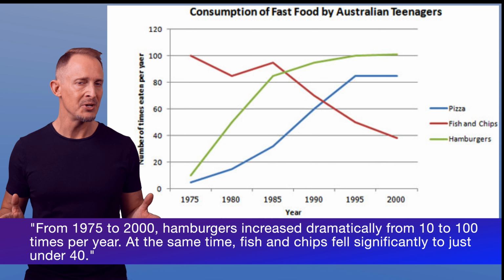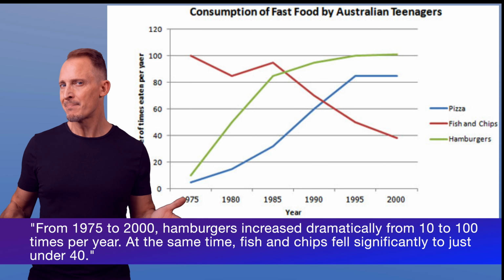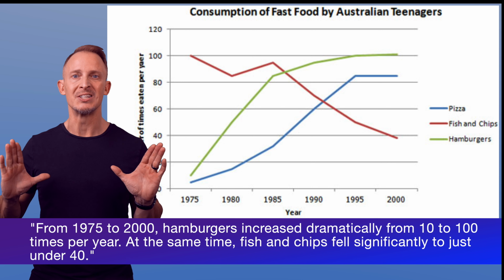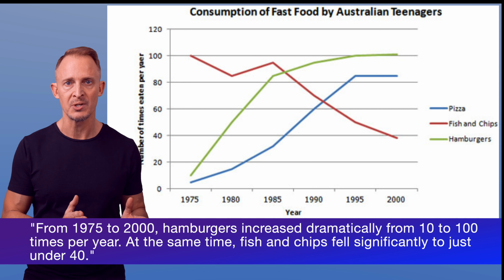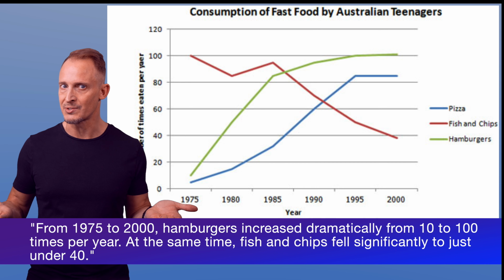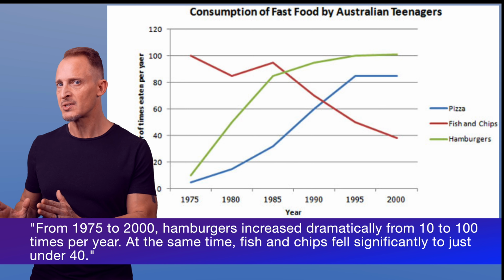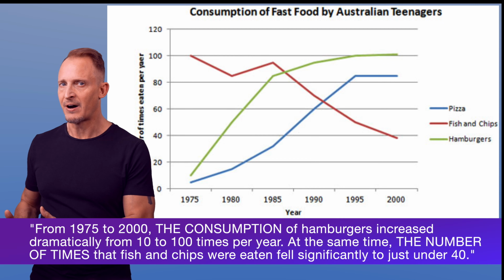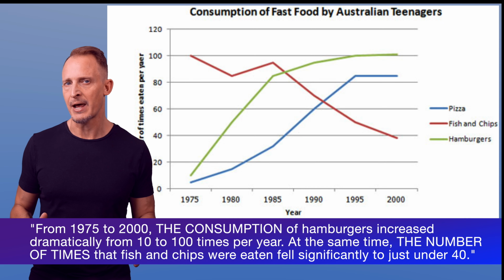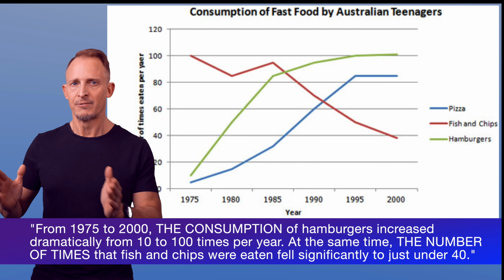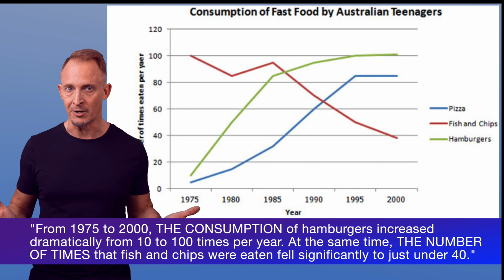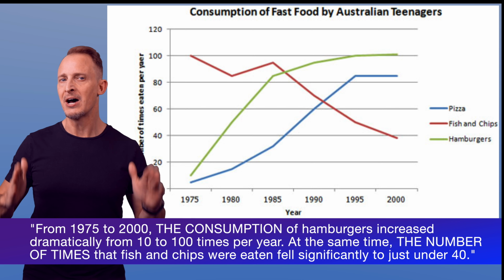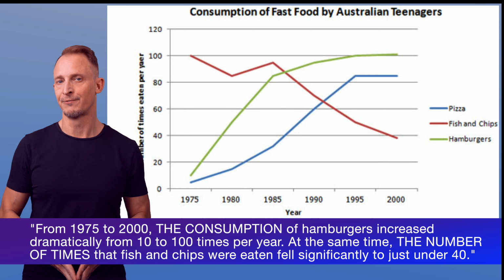Do you see what the problem is with this overview? Can hamburgers increase and fish and chips fall? No, but the consumption of hamburgers or fish and chips can fall or rise. There are a number of ways that this sentence could have been written correctly, but here's one possibility. From 1975 to 2000, the consumption of hamburgers increased dramatically from 10 to 100 times per year. At the same time, the number of times that fish and chips were eaten fell significantly to just under 40.